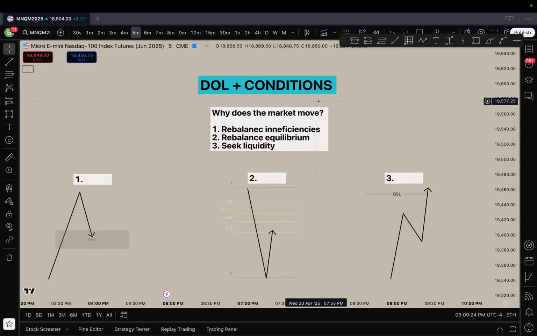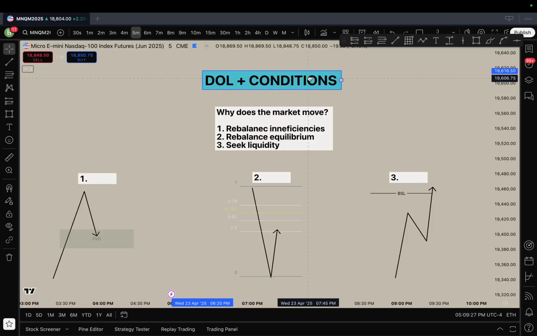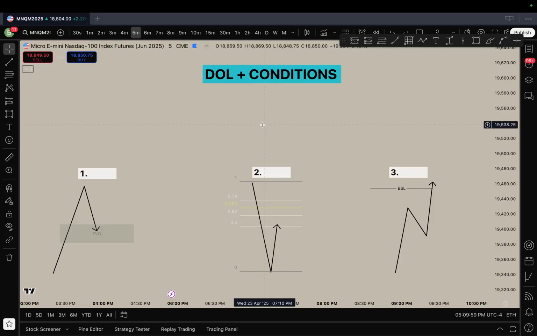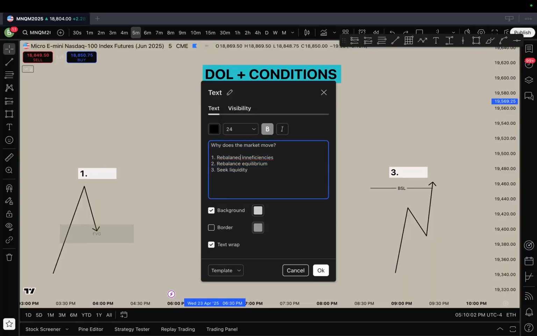All right, so the first thing you want to be paying attention to with draw on liquidity in general is your liquidity pools, right? I'm sure a lot of you have already watched the liquidity pools video either on our YouTube or in the course that we gave out. Your liquidity pools are simply things like equal highs, equal lows, low resistance liquidity, session liquidity, time liquidity, previous day high, previous day low. All those sorts of things are where you're seeking liquidity. Now, the market also moves for two other reasons, which is simply to rebalance inefficiencies and rebalance equilibrium.